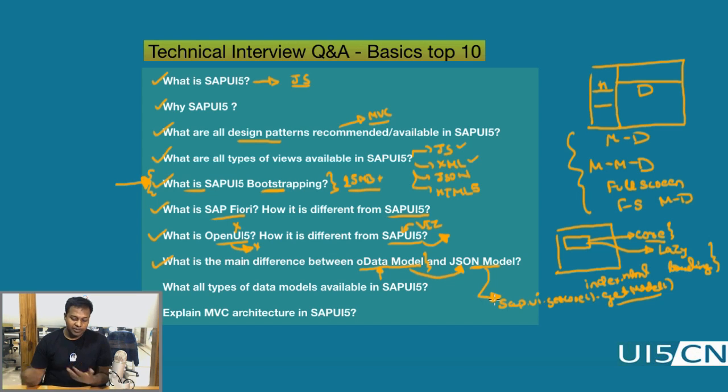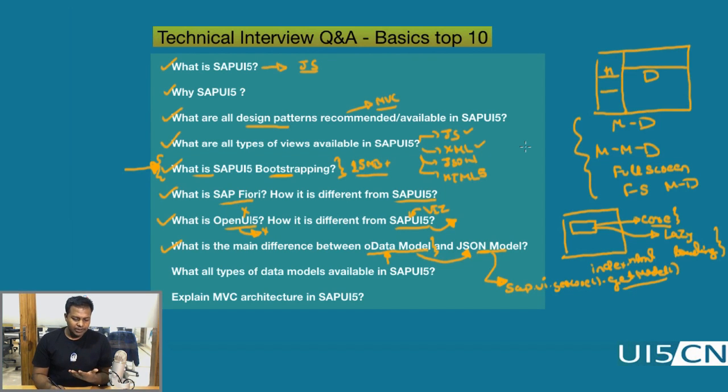And they might sometimes ask you, what is the JSON full form? What does it stand for? JSON is JavaScript Object Notation, and OData is Open Data format, which was developed by Microsoft. And this is good to understand or know.